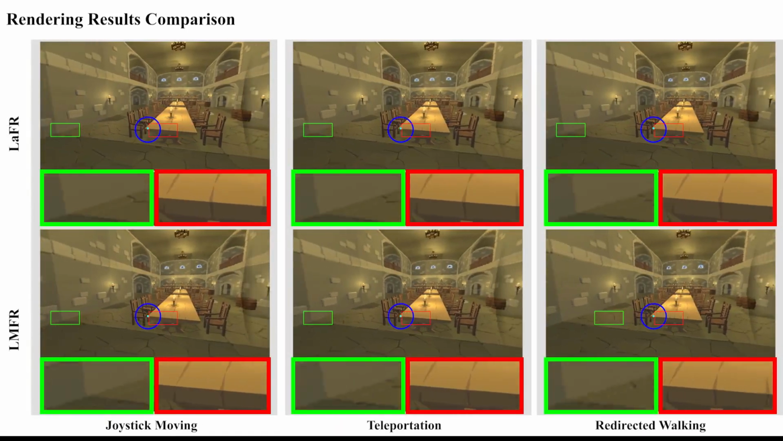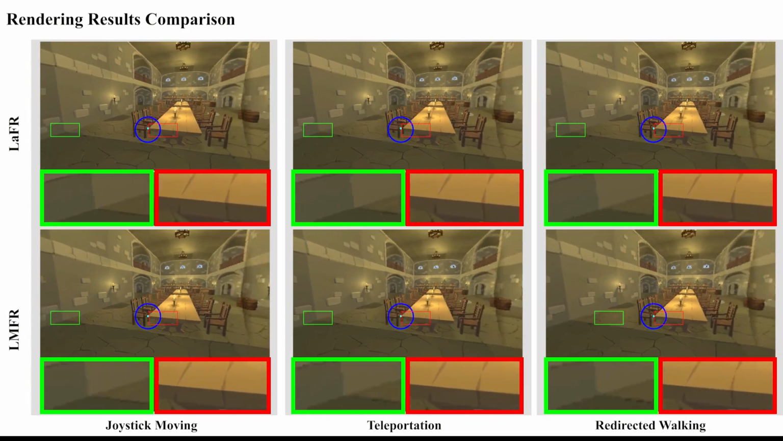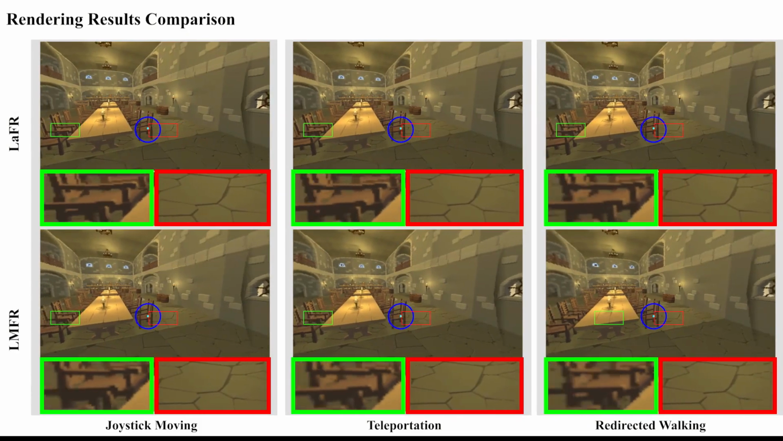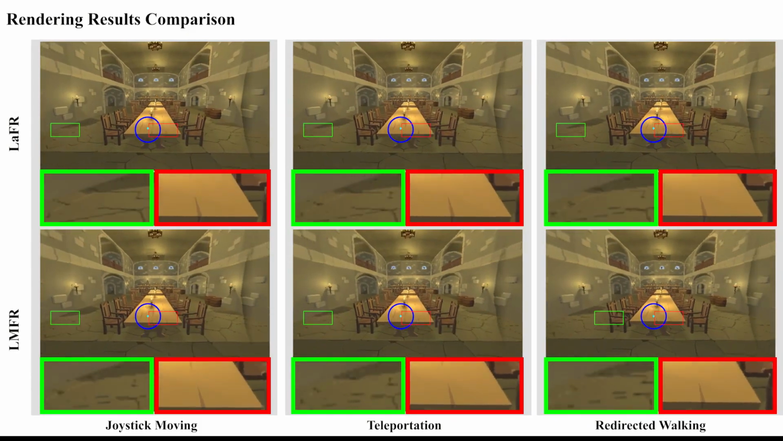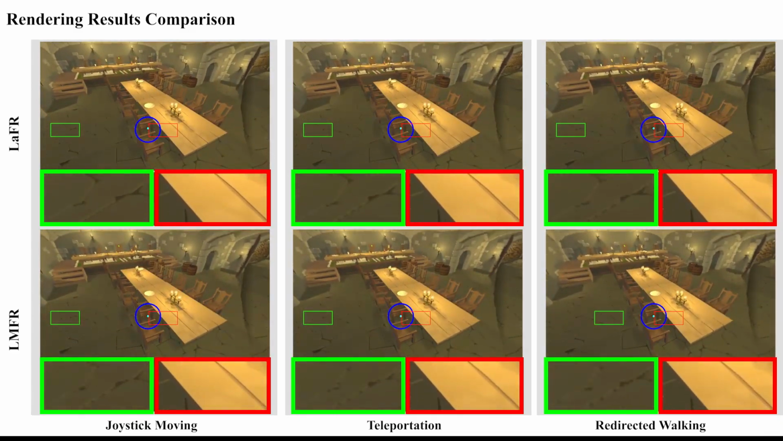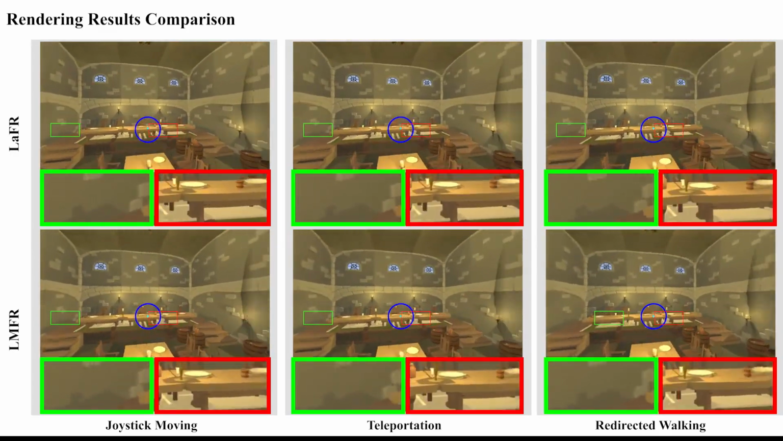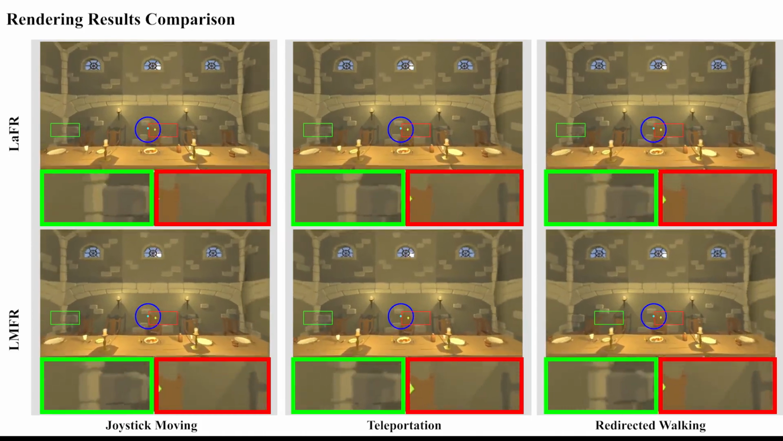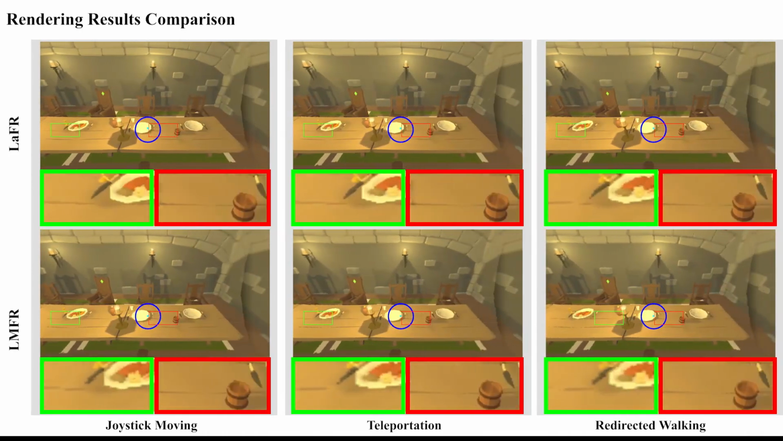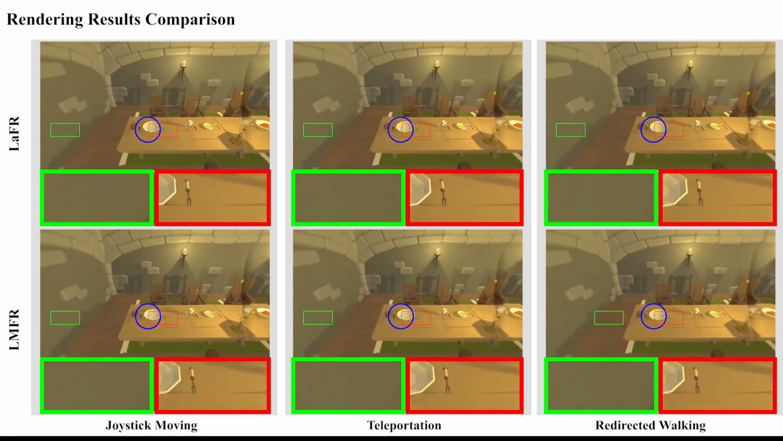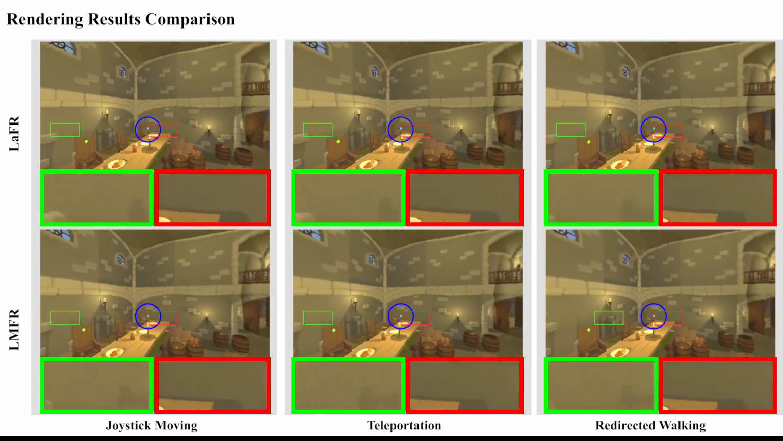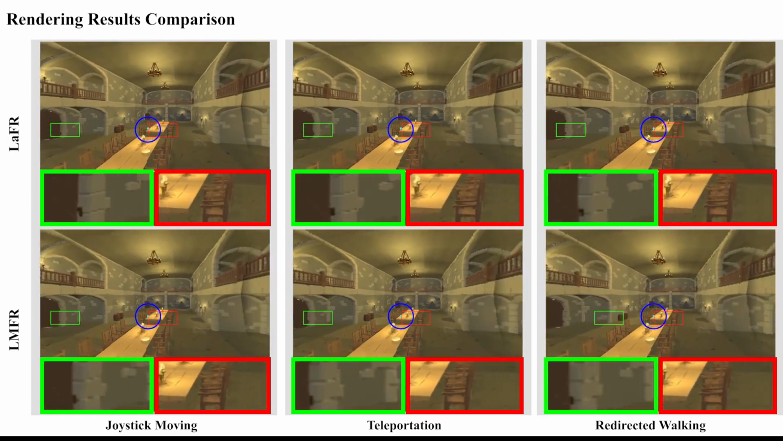We visualize the rendering results of LAFR with optimized locomotion-aware coefficients, and LMFR with the same rendering performance as LAFR, under different locomotion methods in dining hall. For all locomotion methods, the rendering quality of LAFR is significantly higher than that of LMFR. Since the sensitivity of HVS gradually decreases when using joystick moving, teleportation, and redirected walking exploring VR scenes, LAFR can reduce rendering quality gradually under teleportation and redirected walking without sacrificing the perceptual visual quality.